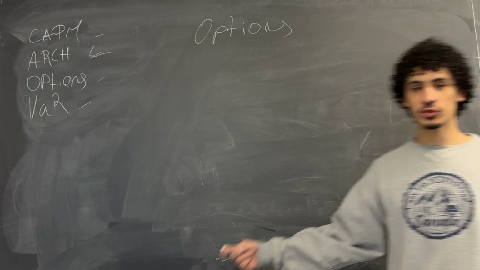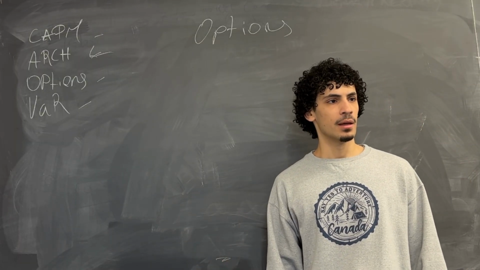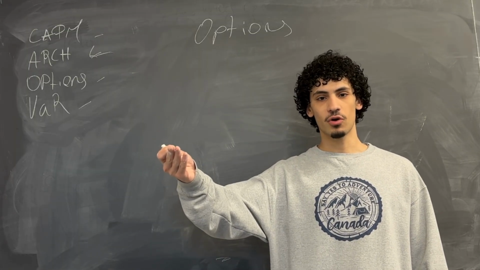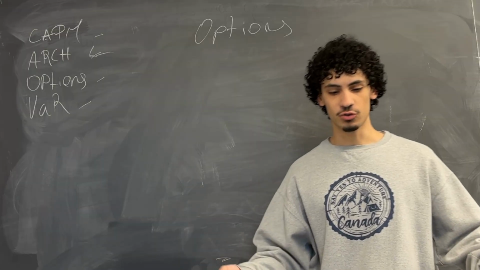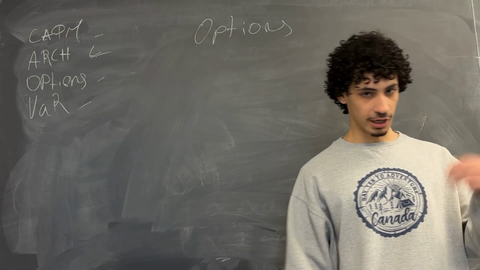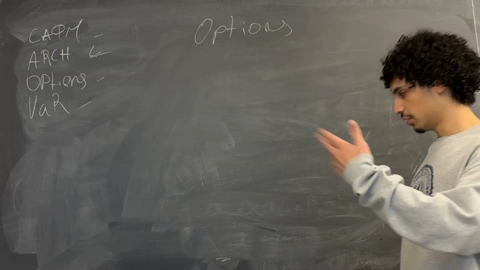So options are important because if you think something's going to happen to a stock, or if you just assume there's going to be good movement, bad movement, you can place an option depending on that and on the risk that you evaluate.